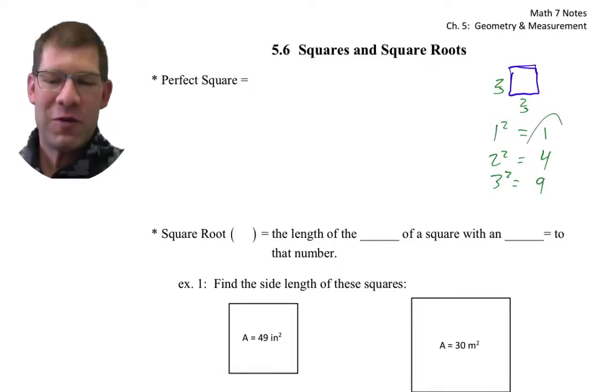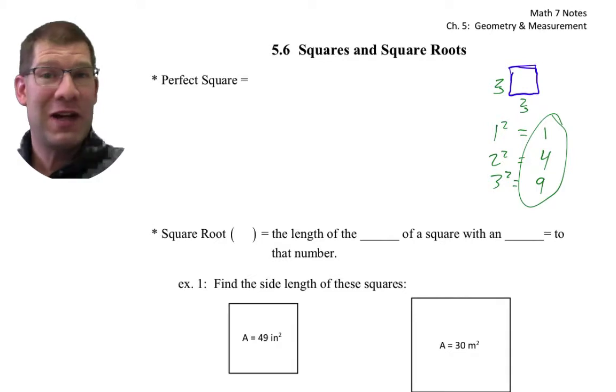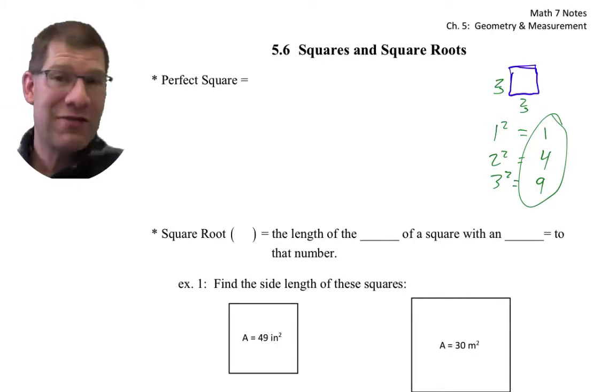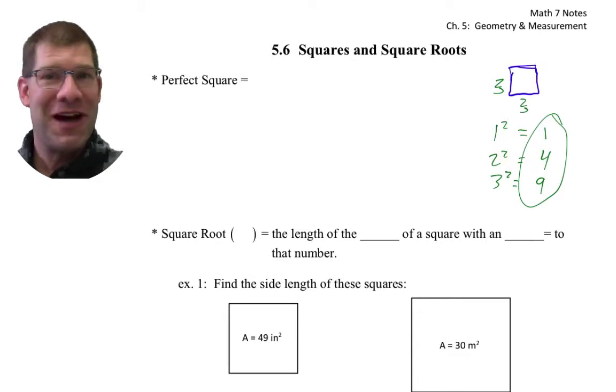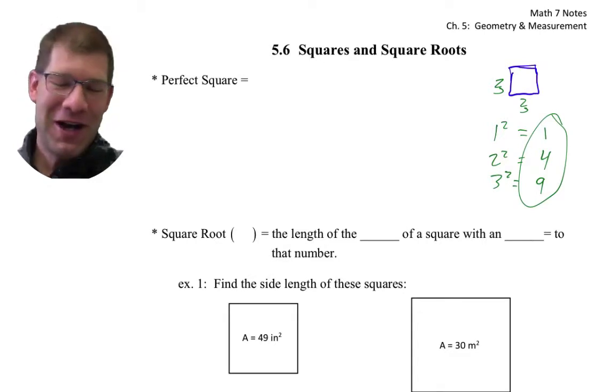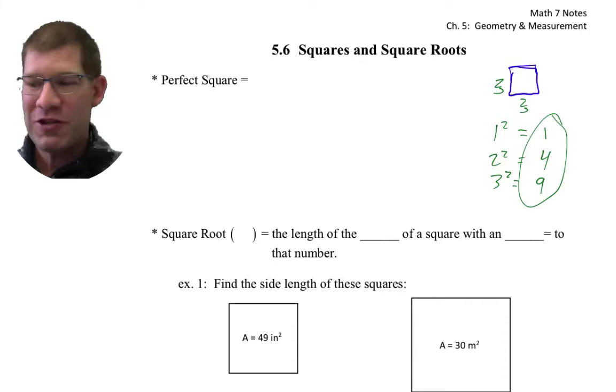So perfect squares are going to be these numbers and continuing on. So 4 squared would be 16, 5 squared would be 24. So 1, 4, 9, 16, 25. I think I might have said 24 a minute ago. Those are all going to be perfect squares.